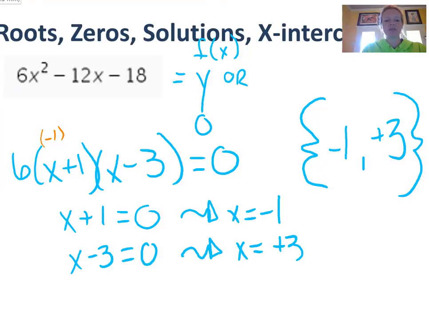Okay, your other option is to plug in a 3 right here. And that would set that equal to 0. So I was able to find our roots, zeros, solutions, and x-intercepts.